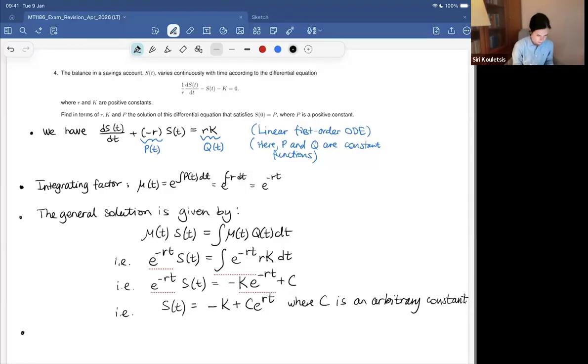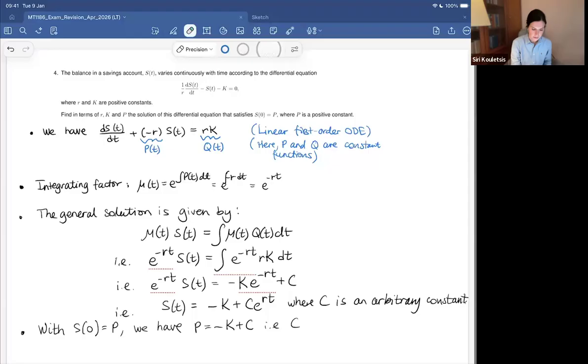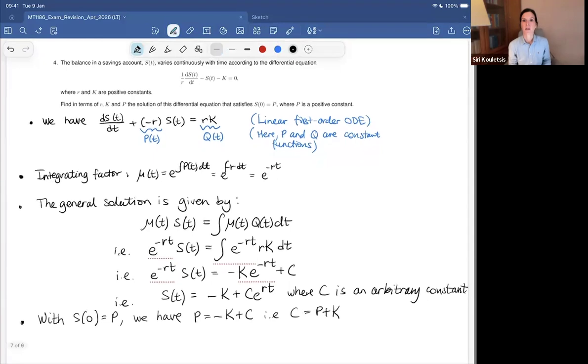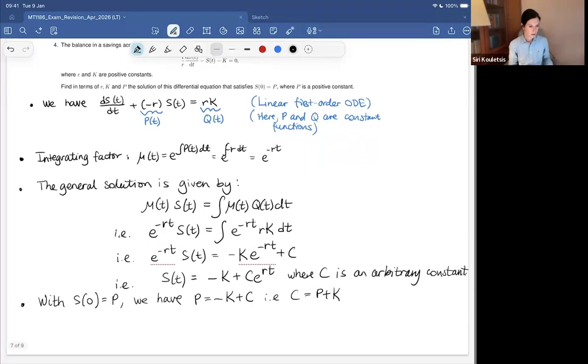And then we have the initial condition s of 0 equals p, which gives us that p equals minus k plus c. And so c equals p plus k. And so now we can substitute that in there.